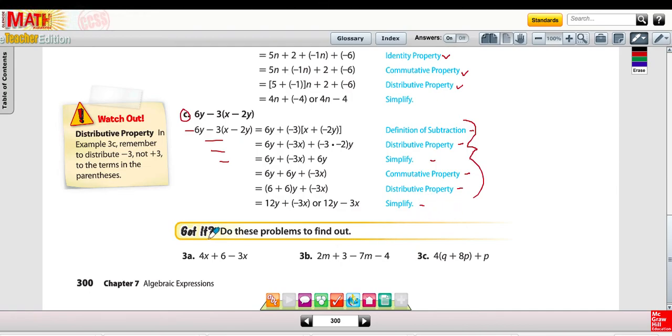On 3A for got it, what I like to do is circle my like terms or underline things just so I don't forget negative signs and positive signs.